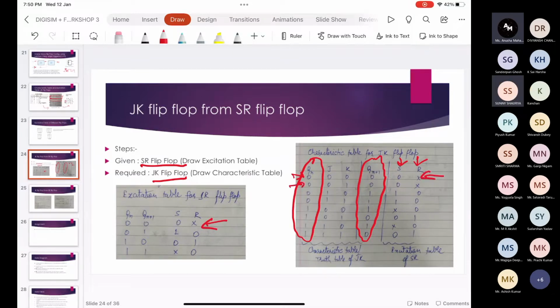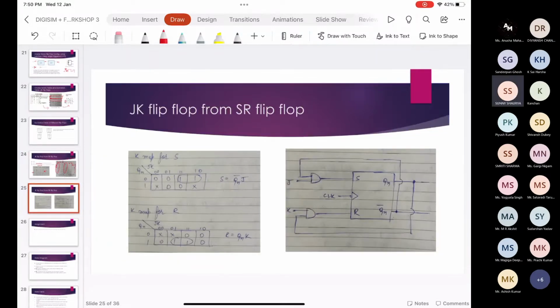In the second row, Qn is 0 and Qn plus 1 is also 0, which is the same as above: 0 and don't care. In the third row, Qn is 0 and Qn plus 1 is 1, which implies S is 1 and R is 0. Similarly, all the details in the table can be filled, and we have to find the values of S and R by drawing a K-map using the variables Qn, J, and K.